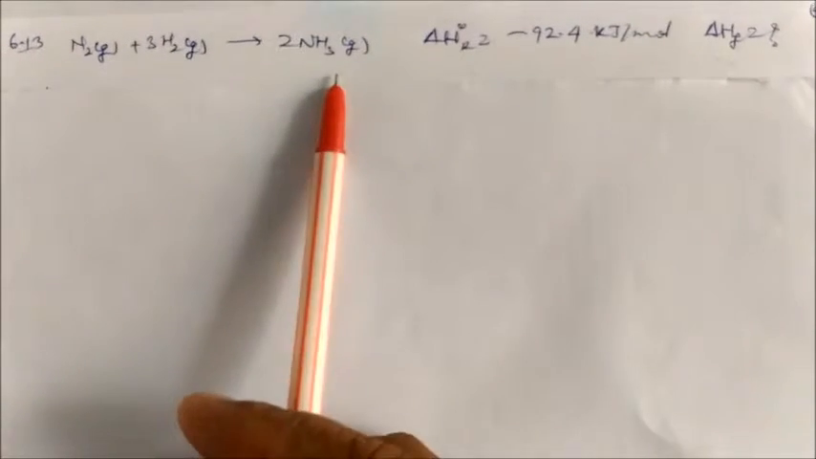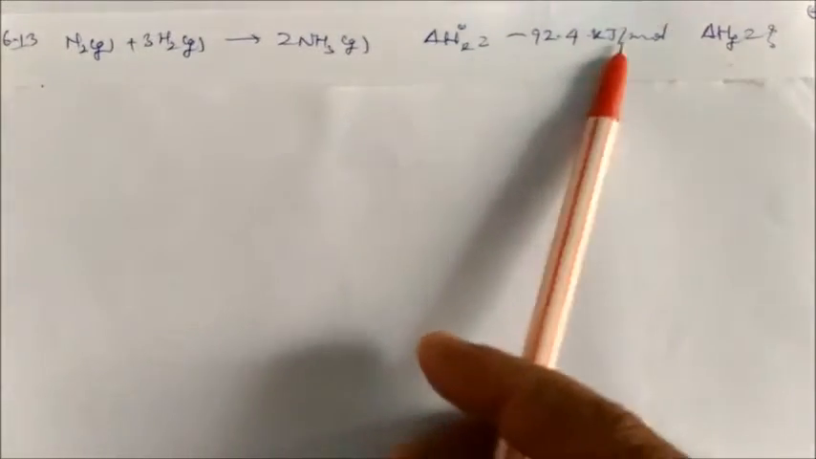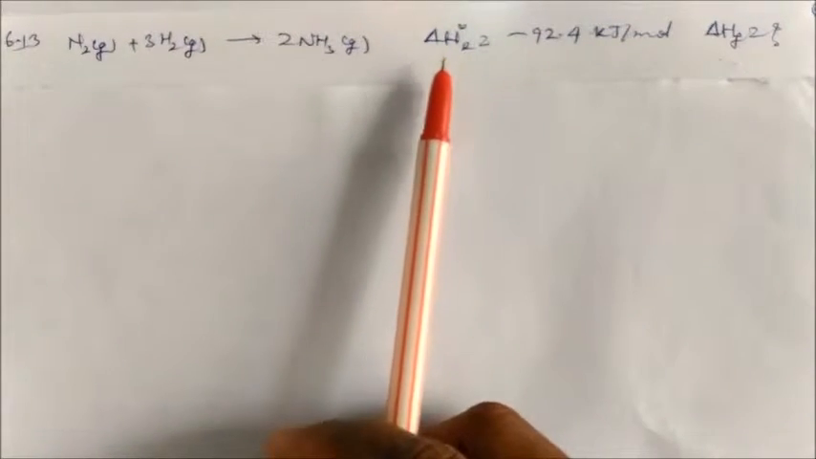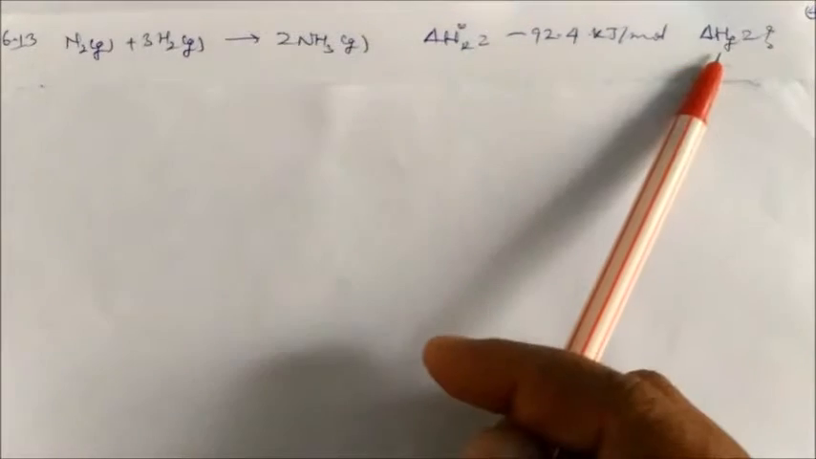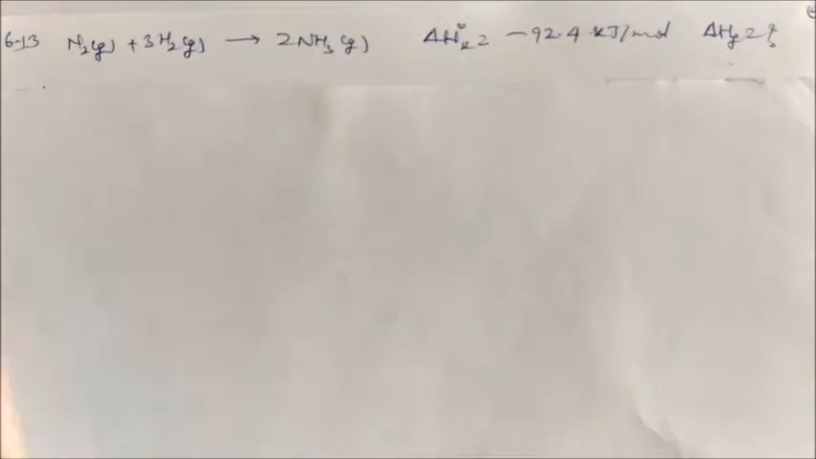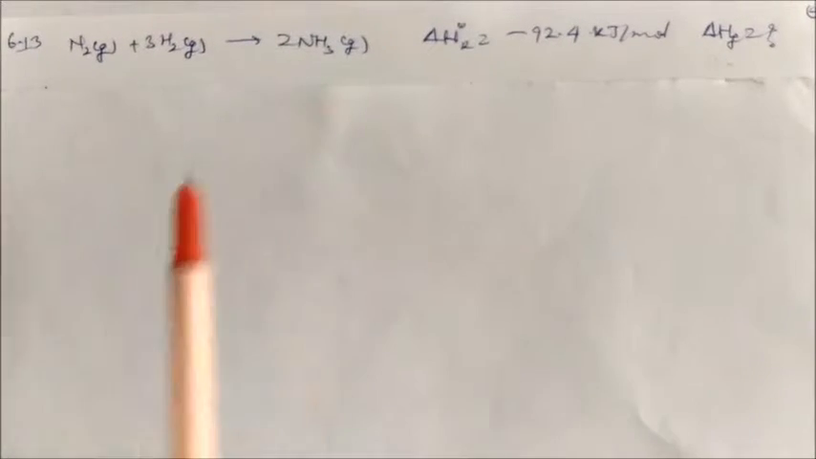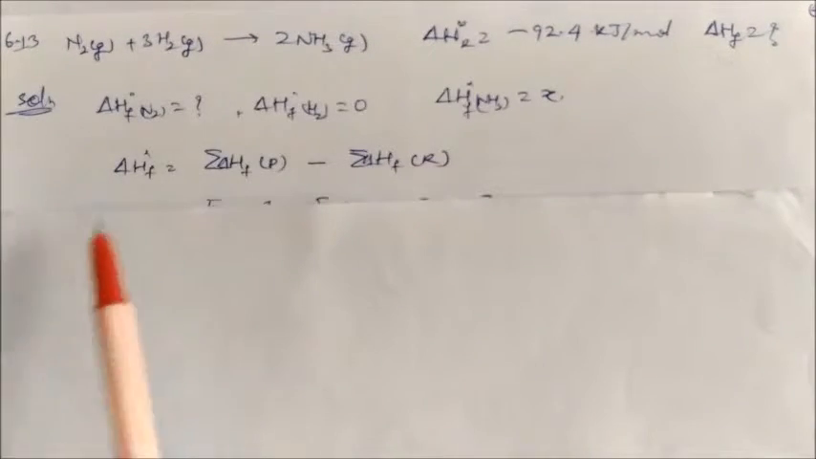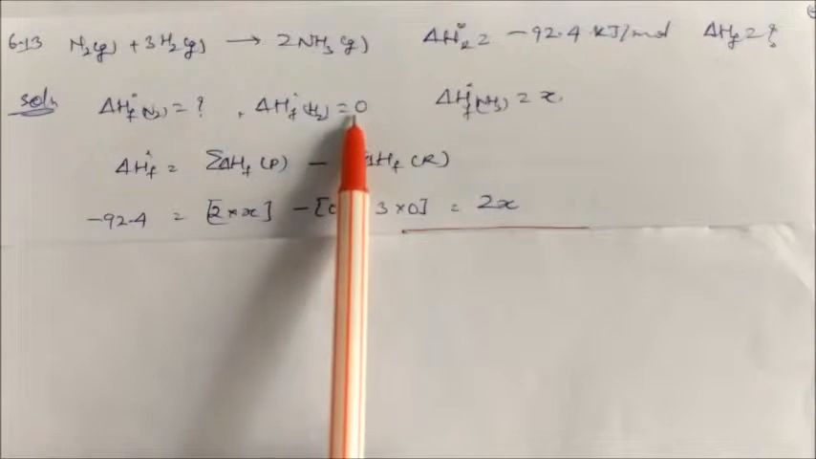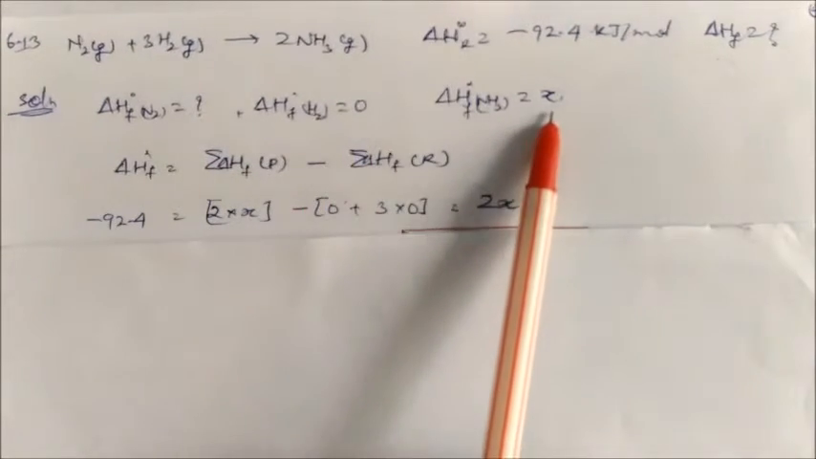So this is the formation of ammonia, and the heat of reaction is given this much. What is the heat of formation of ammonia? So we have to find the heat of formation for 1 mole from its constituent elements. The heat of formation of hydrogen is nothing but 0, and the heat of formation of ammonia, let us take X.